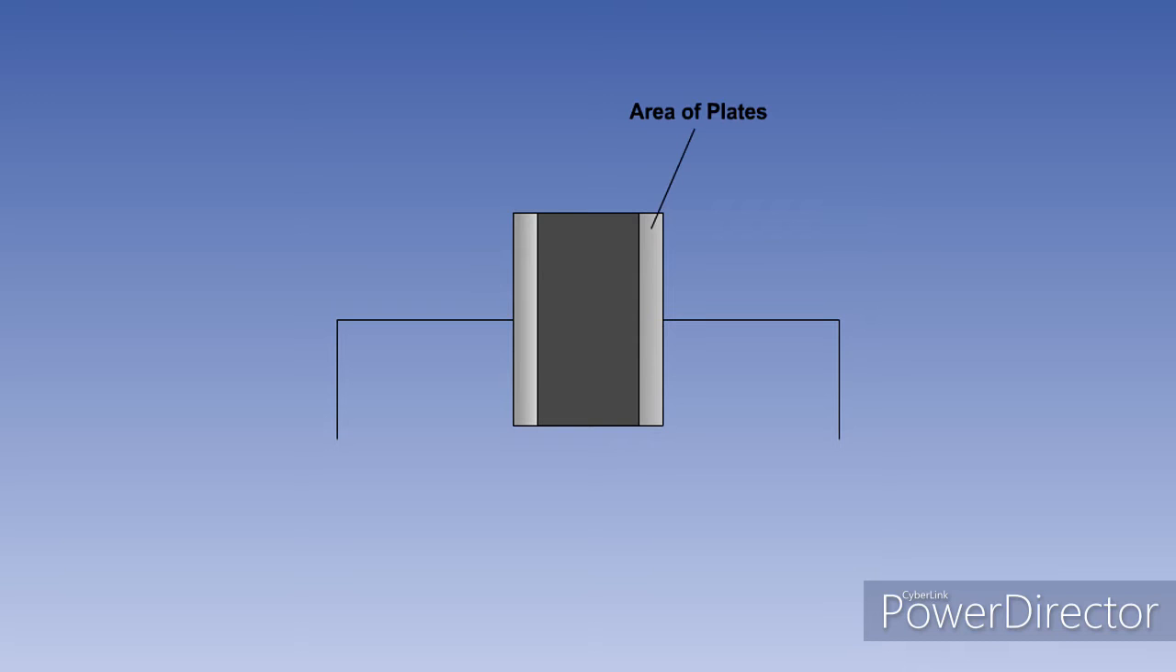Three factors affect the amount of charge a capacitor can hold. They are the area of the plates, the distance between the plates, and the type of dielectric used. The capacitor will store an electric charge, much like a hydraulic accumulator stores fluid under pressure. But first, it needs to be charged.